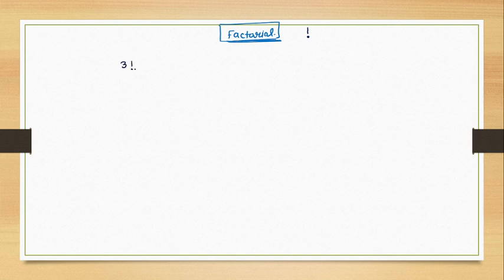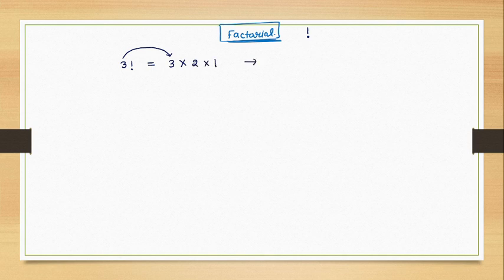I write 3 factorial. What is the value of 3 factorial? I am just giving you some examples first. 3 factorial means you just start writing with 3, the same 3 which is written here. Then you keep subtracting 1. 3 minus 1 is 2. 2 minus 1 is 1.